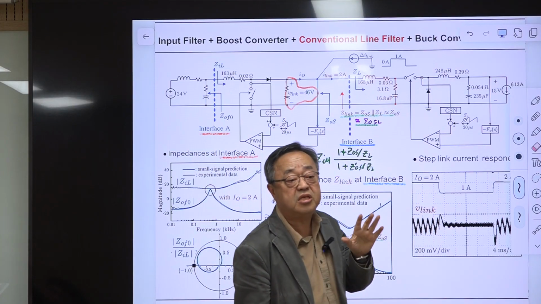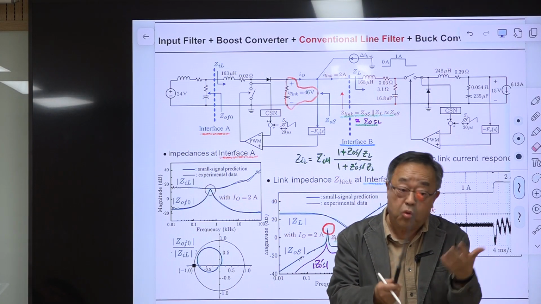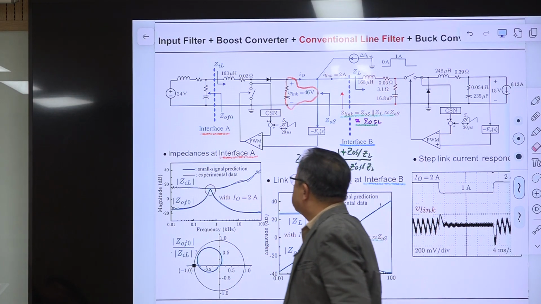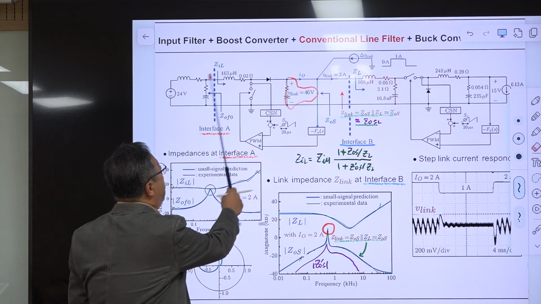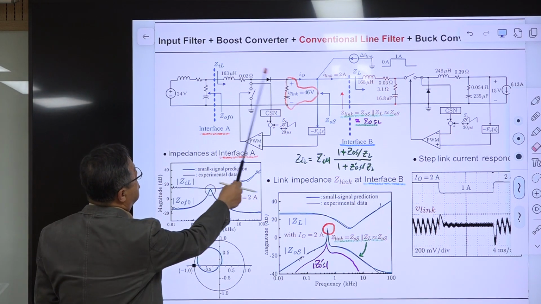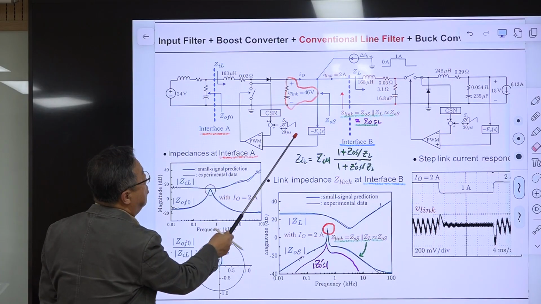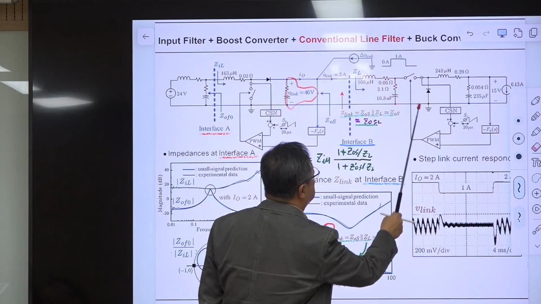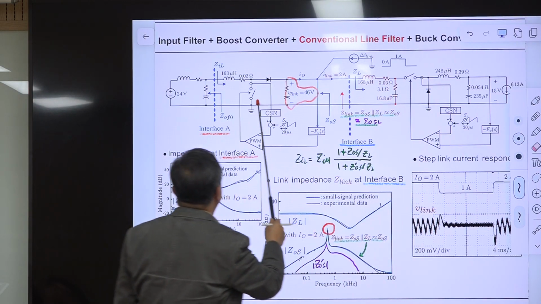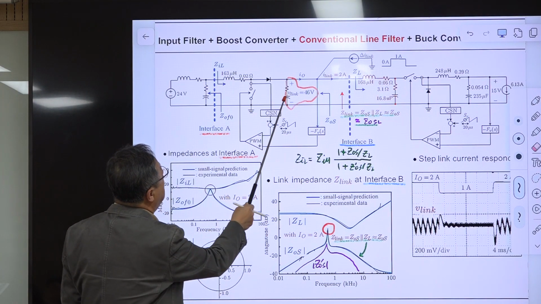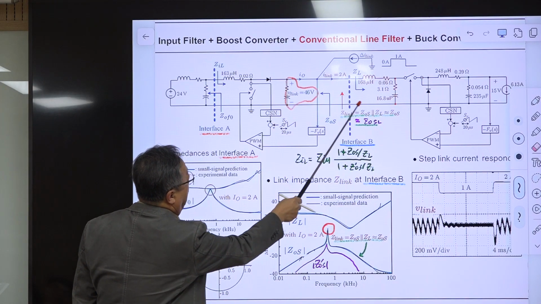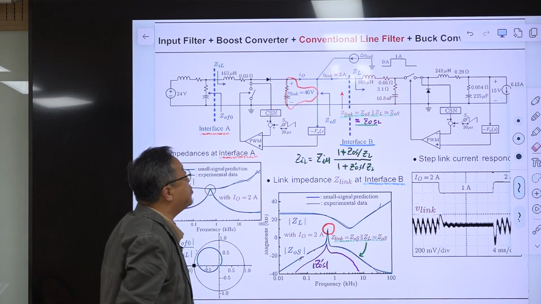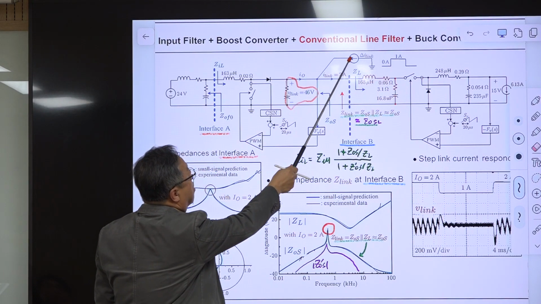is the stabilizing effect of the downstream converter, the load subsystem, on the upstream converter. So you have one converter. This is a boost converter, and this is a downstream buck converter. This is the current mode controlled boost converter, and this is connected to the downstream, and this is the filter, the line filter. But this is the bad filter, a conventional line filter.